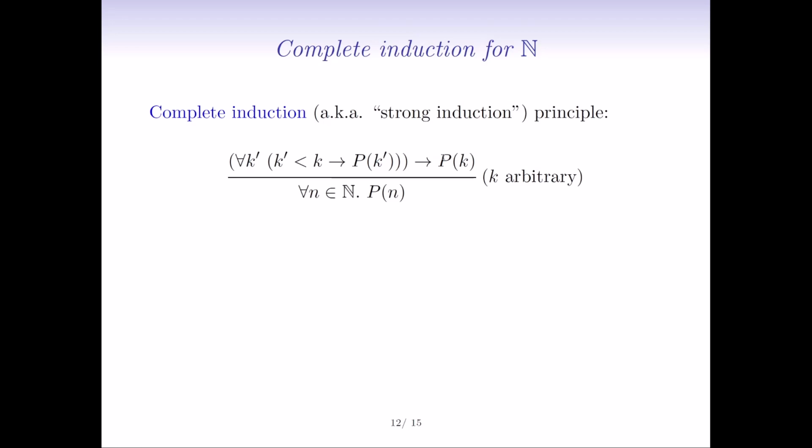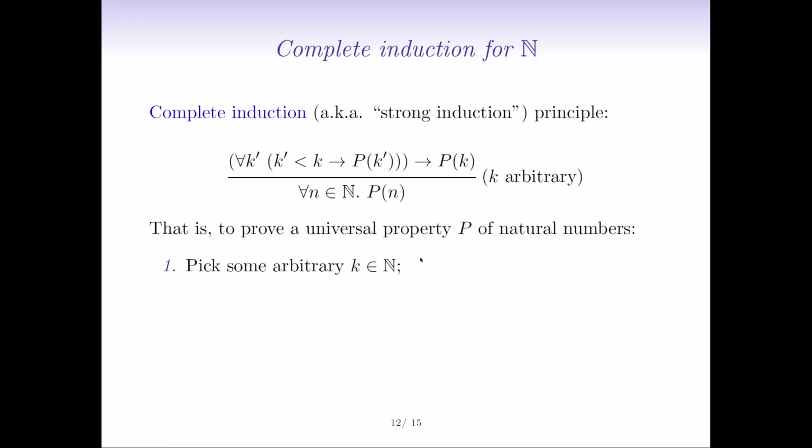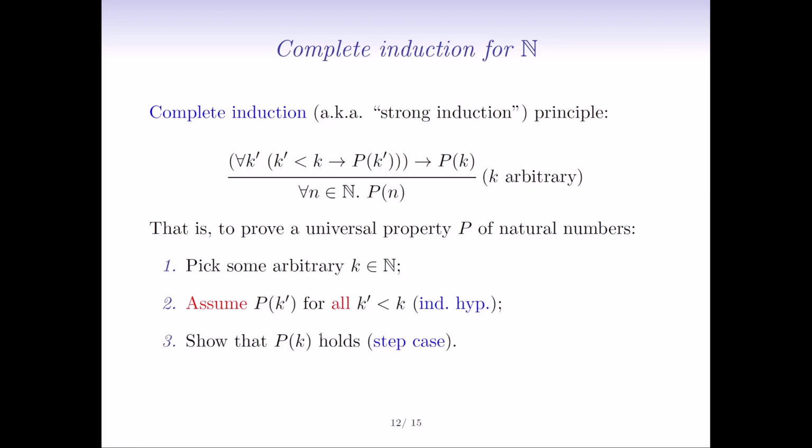Well, think about why this is. Actually, no, let's restate it first. So we pick some arbitrary number k. We assume that P is true for all the smaller numbers k prime that are less than k. That's the induction hypothesis. And then we'll show, as the step case of the induction, that P holds of the number k itself. So we can notice here that there's actually no explicit base case.